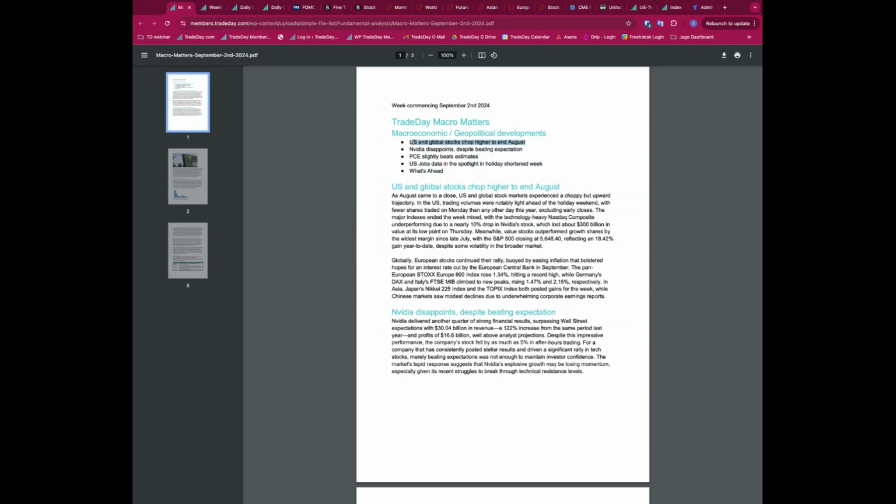US and global stocks ended August pretty much on recent highs. They ended August up, so that was another positive in most cases. In some cases, for example in European stocks, the Stoxx Europe 600 index rose last week to a record high. Germany's DAX and Italy's FTSE MIB climbed to new peaks as well. So positive certainly coming out of Europe.